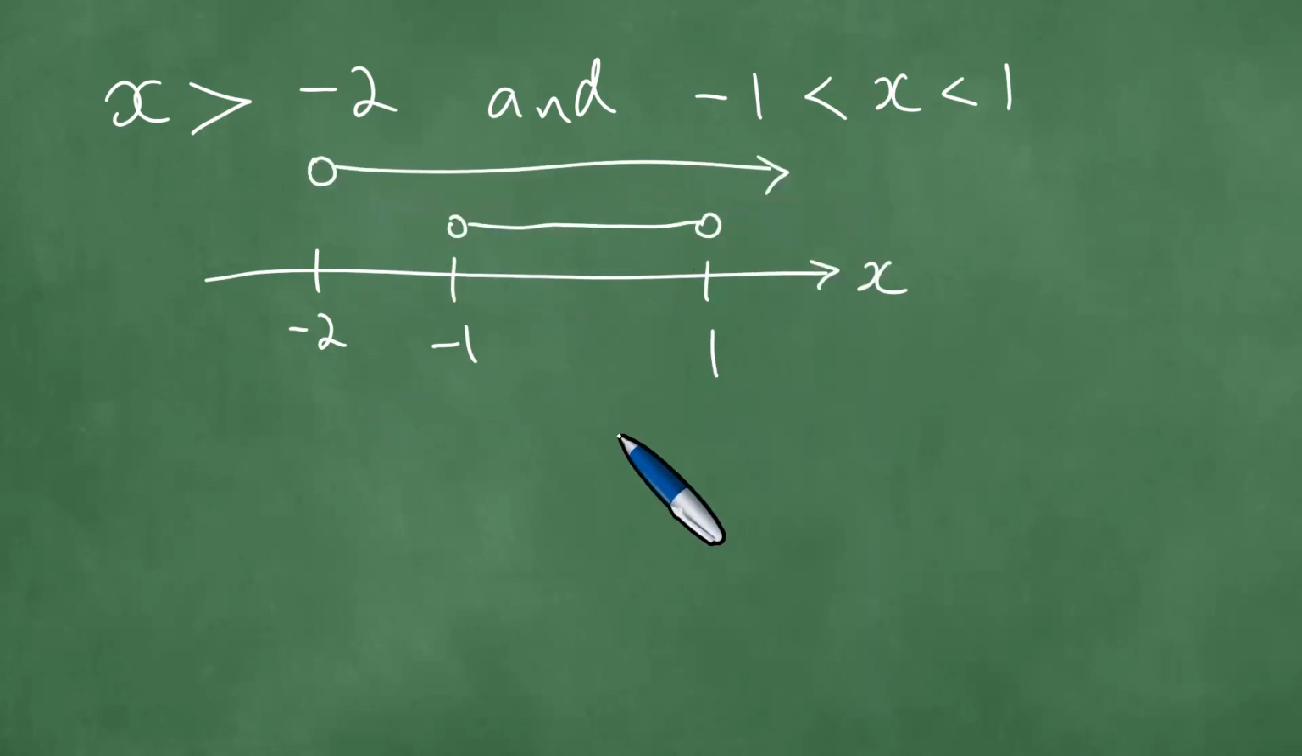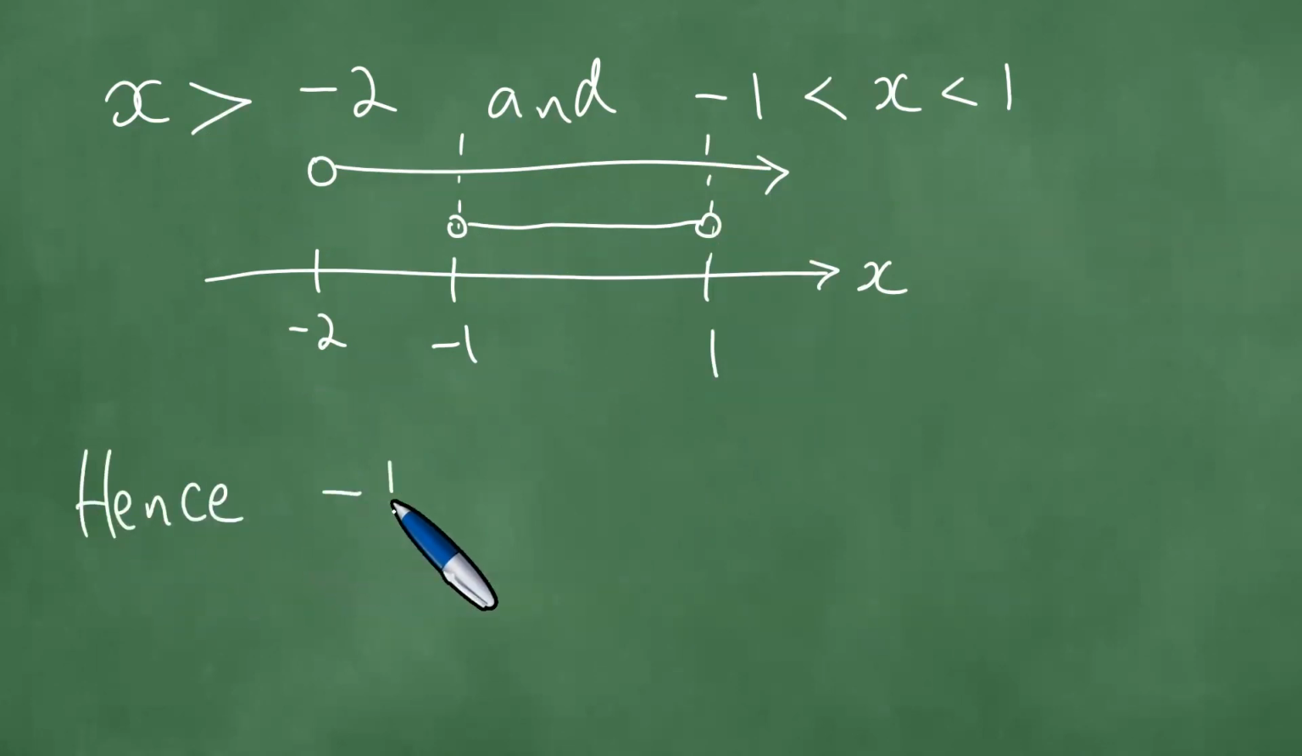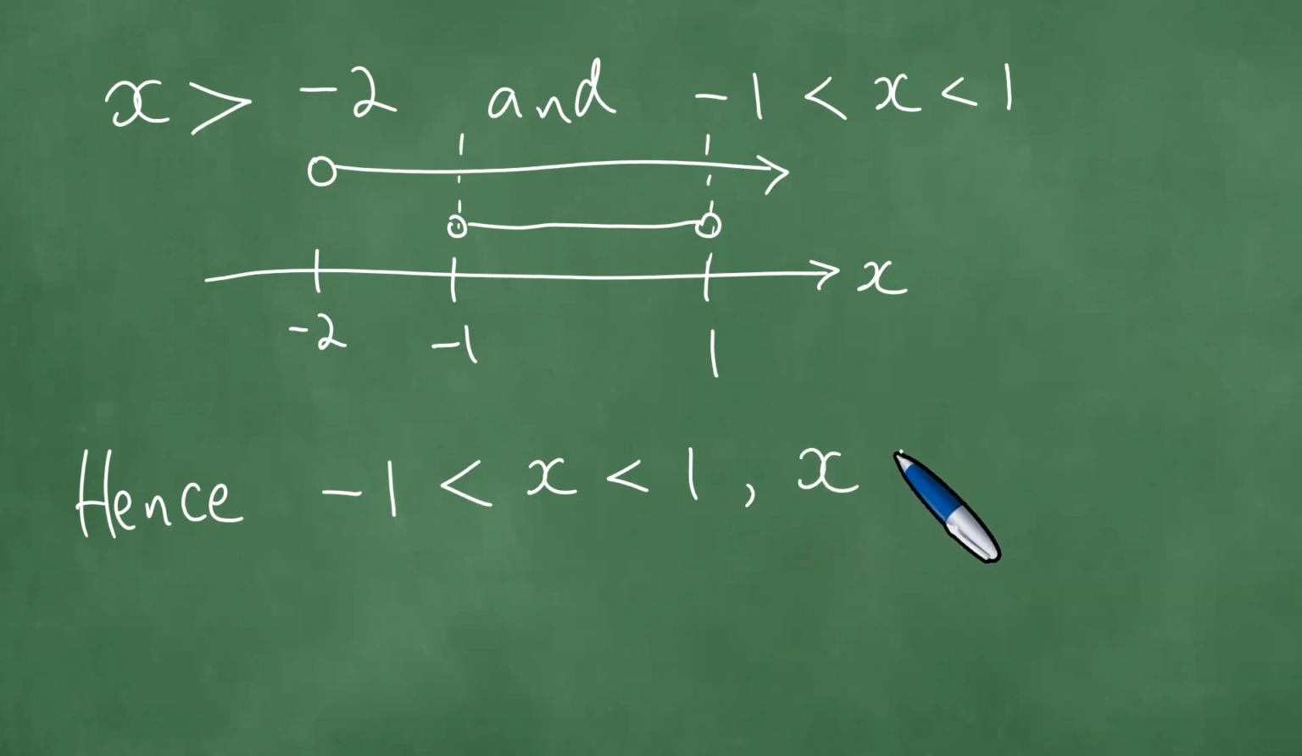So now as a conclusion, we are really saying this inequality and this should overlap. And where do they overlap? We can see that they overlap here. And the conclusion is therefore that minus 1 is less than x less than 1. Right. And obviously we understand that at this point x is an element of the set of real numbers.